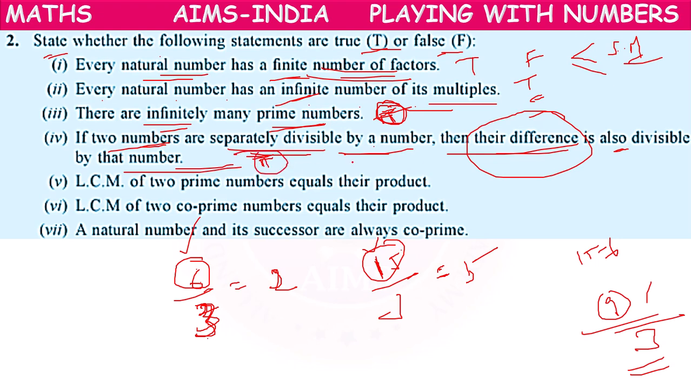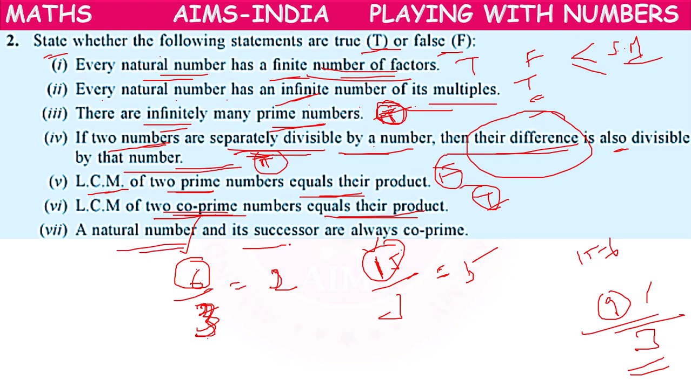Next, LCM of two prime numbers equals their product. LCM of co-prime numbers equals their product, that is true. But this statement is wrong as stated; it is not true for all numbers.